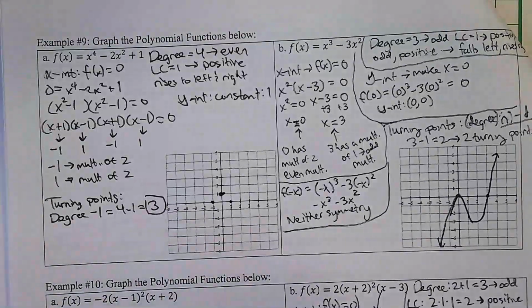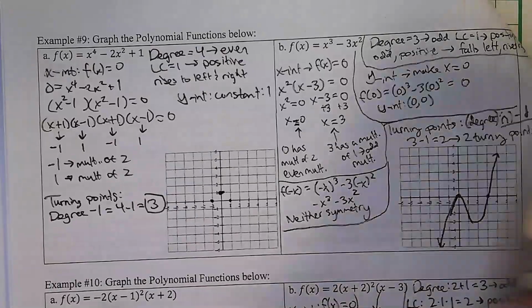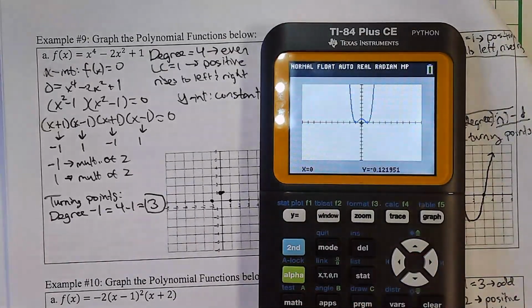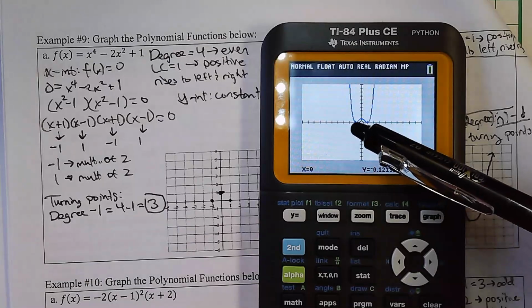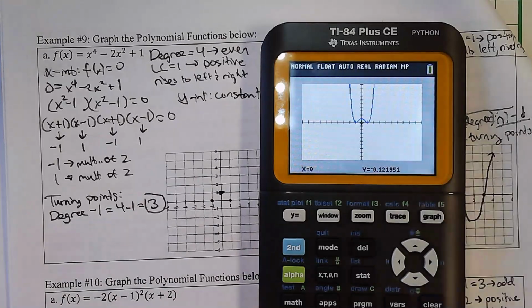I should bring my graph back up here and teach this to you. So there's 3 turning points. You see it changes. It goes from decreasing to increasing. Turning point, turning point. There's your 3 turning points right there.